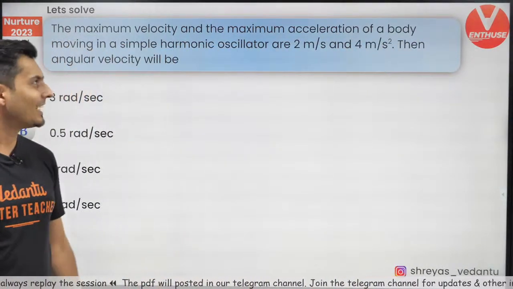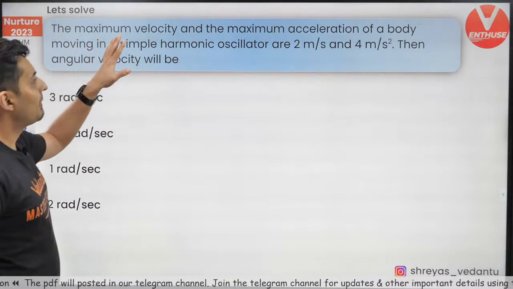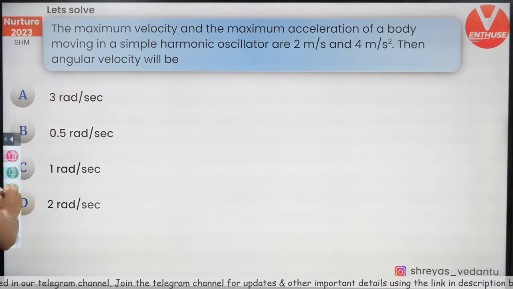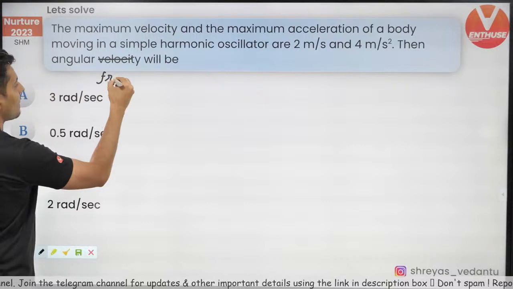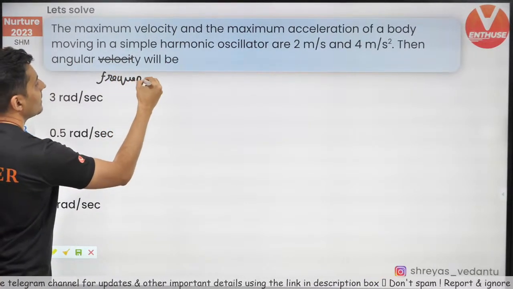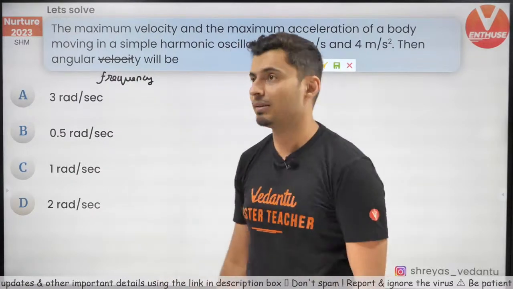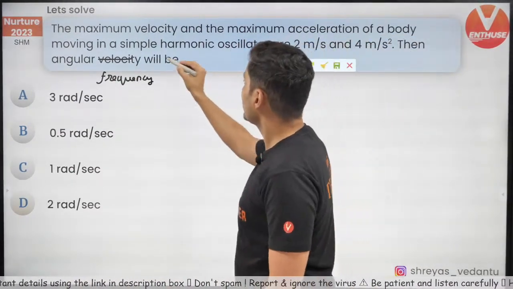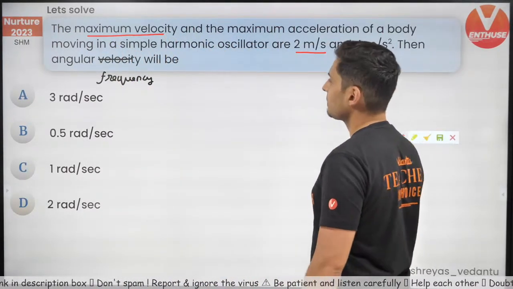Let's move on. Okay, so what do we have? The maximum speed of a particle is given and the maximum acceleration is also given. Then the angular, actually this should not be velocity, my bad, it should be frequency. The angular frequency, because omega, although the symbol is same, here we refer to it as angular frequency. How much is it? Okay, let's try to analyze. Maximum velocity is 2 meters per second.